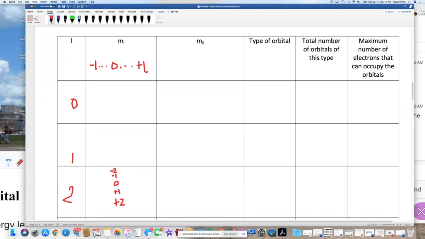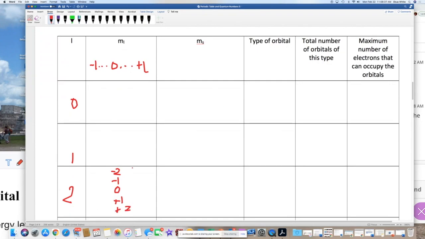You're probably wondering why I wrote it vertical versus horizontal, right? Because remember, each of these is an orbital. Each M sub L is an orbital. So each M sub L is a room that can handle 2 electrons. So let me write this properly. Negative 2, negative 1, 0, plus 1, plus 2.